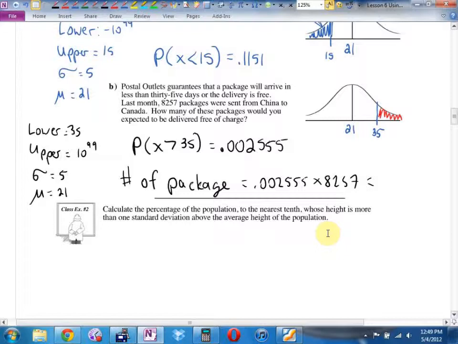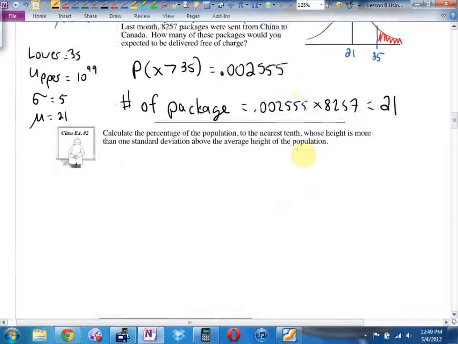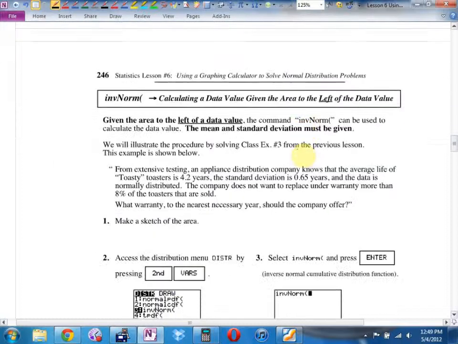What do we get? 21? Anybody else? Yes, yes, yes. They can expect to ship 21 packages a month for free. Sorry that you get a scientific notation-y answer there. It's going to happen sometimes for small numbers, and if you're not sure, I'll help you translate it. Skip example 2. Page 246. Here's that going backwards with the inverse norm.